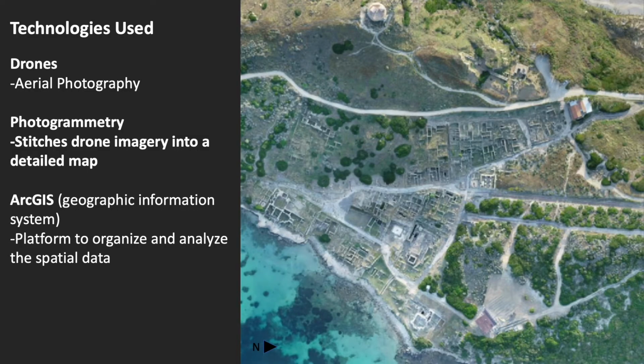I first wanted to talk about the role of digital humanities in archaeology. Advances in technology have been rapidly changing the field of archaeology and how we collect, analyze, and share data. In particular, drone imagery, photogrammetry, and GIS are what allowed me to conduct this research.